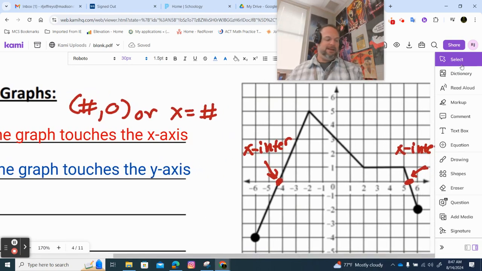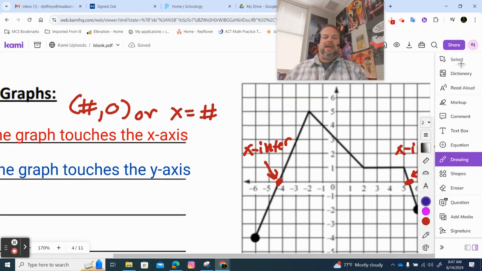And this again would actually be 0 and then the number, or y equals the number. And this is actually what would be our y-intercept.